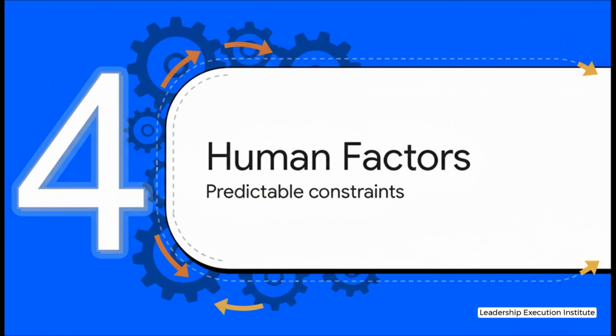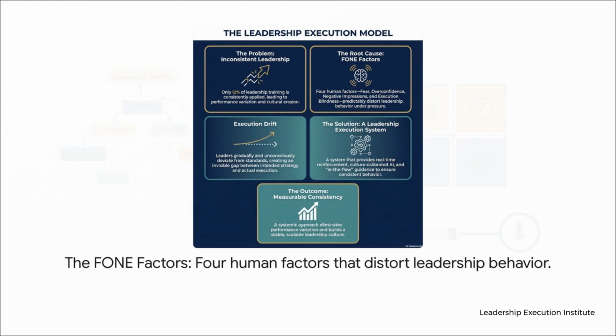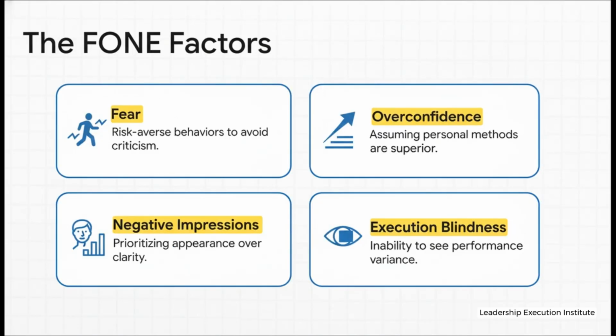These are predictable human constraints that accelerate this inconsistency. This diagram here shows 4 specific human factors that have been identified as the root cause of inconsistent leadership. They are fear, overconfidence, negative impressions, and execution blindness. You can think of them as the four factors. So let's just briefly define each of these factors.